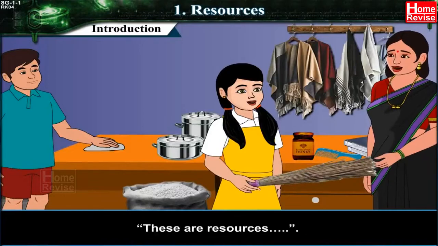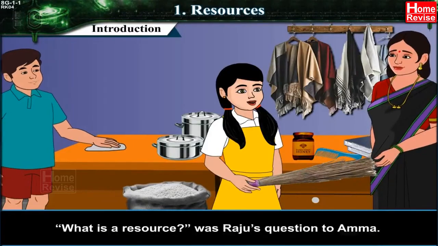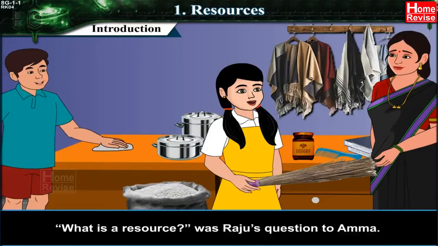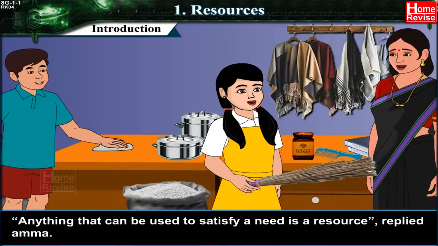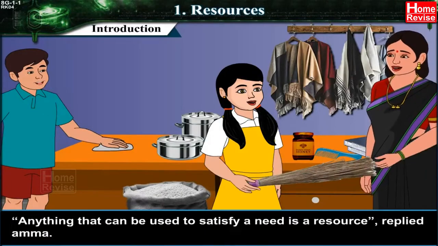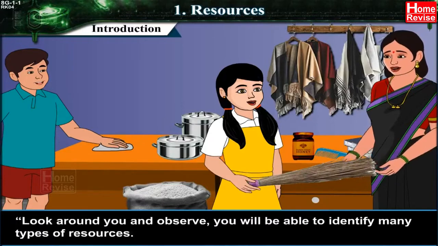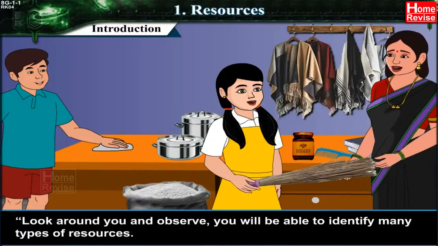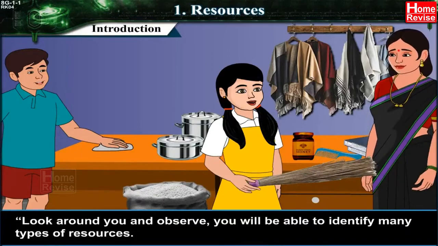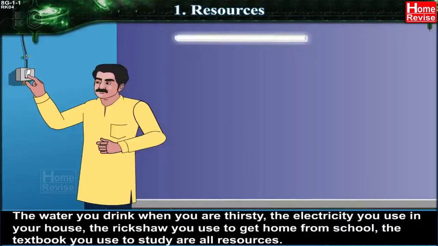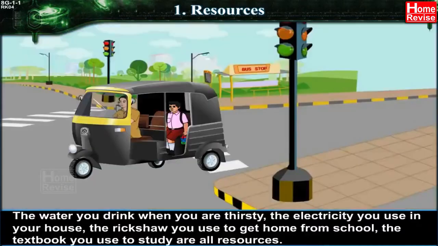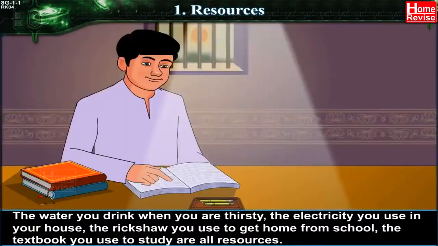These are resources. What is a resource? was Raju's question to Amma. Anything that can be used to satisfy a need is a resource, replied Amma. Look around you and observe. You will be able to identify many types of resources. The water you drink when you are thirsty, the electricity you use in your house, the rickshaw you use to get home from school, the textbook you use to study are all resources.